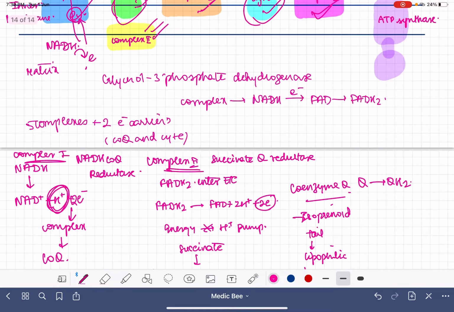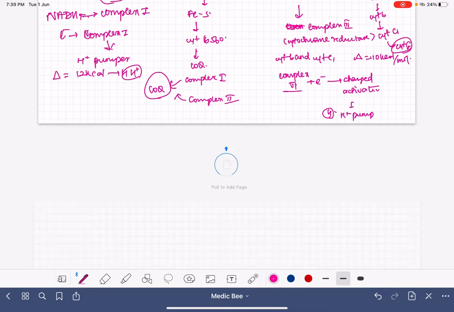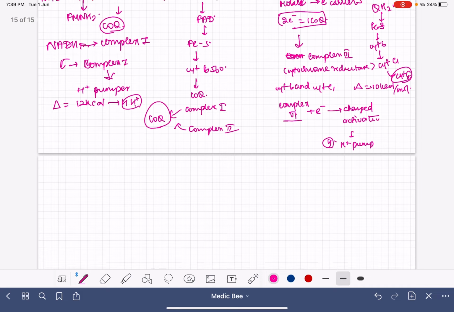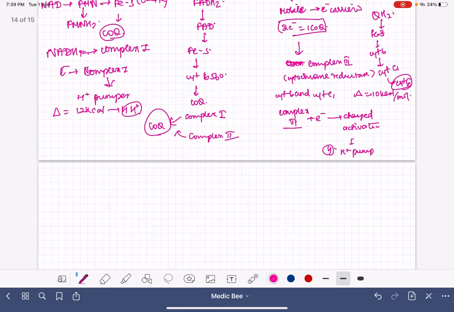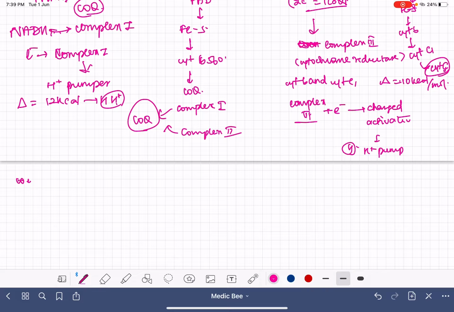Cytochrome C is again an electron carrier. The duty of complex 3 is just to receive the electrons from the first carrier, that is coenzyme Q, and transfer them to the next electron carrier, cytochrome C. Cytochrome C is a peripheral membrane protein, having one heme as the prosthetic group. It receives electrons from the third complex and will pass them on to the fourth complex.